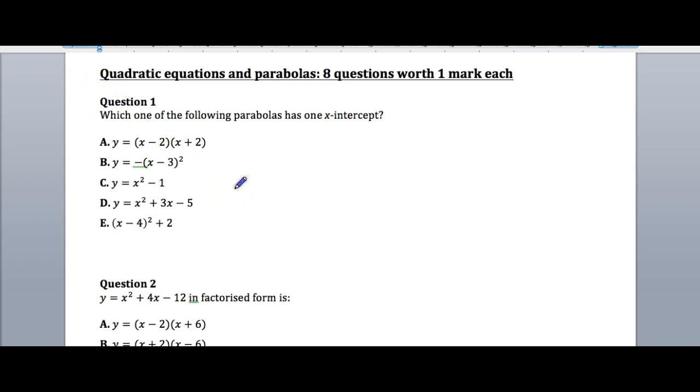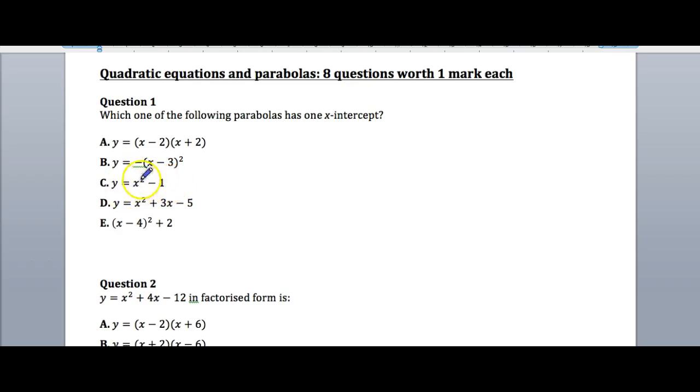All right, let's quickly get through these 8 questions. Which one of the following parabolas has one x-intercept? Okay, so you need to know what the parabolas look like, just by looking at your equation. This one here, I know we've got 2 x-intercepts, so one goes through 2 and one goes through -2. This one here has 1 x-intercept, and that is at 3. This one here has none.